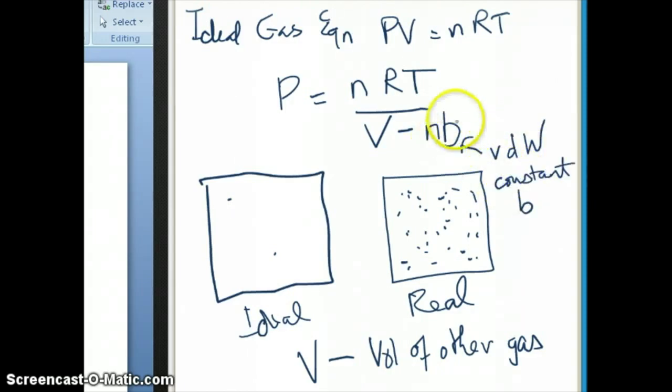This is a measure of the volume of a particle, and values of B have been measured for many different gas particles. But basically, he's saying that if you want to correct for the volume, you're going to have to subtract from the volume of the container this nB quantity, which corresponds to the volume of all the other gases that occupy that same volume container, okay?